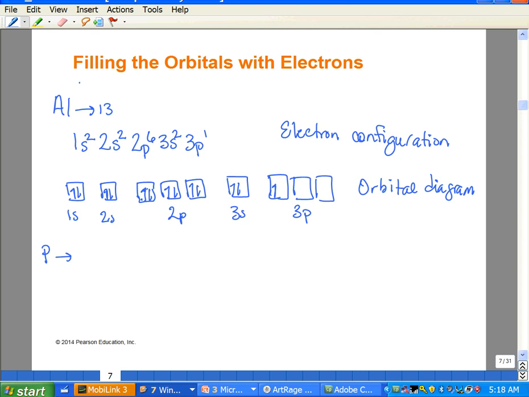Phosphorus. How many electrons does phosphorus have? Why don't you do that one? Try to do that one without looking. If you're absolutely lost, you can go ahead and look.